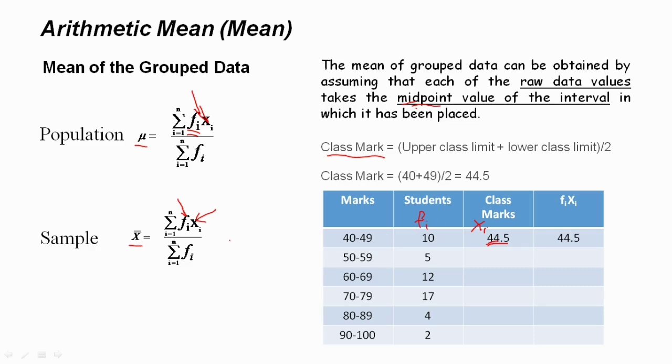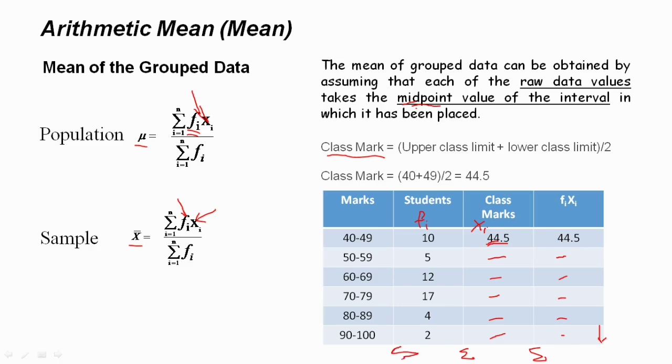So for fi and xi, you take the multiplication of fi and xi, and then find the summation of the multiplication of these two values. In this way we can find the mean of grouped data. You have to practice this. Find the class marks, or the midpoint, for each class. Then find fi into xi for each class, and then find the summation of fi into xi. If you add all these values, you will get the summation of fi into xi.